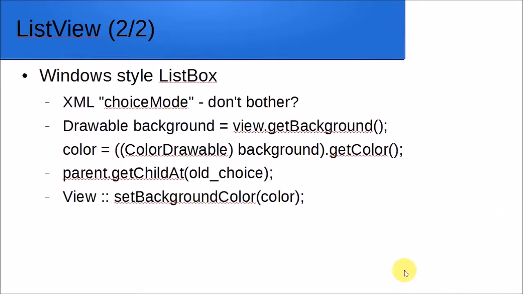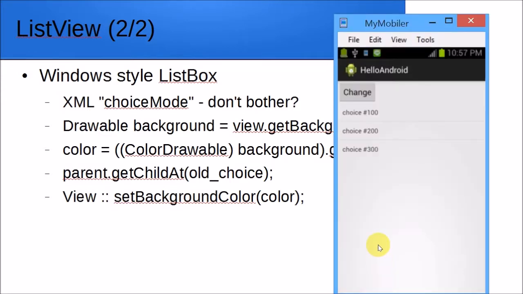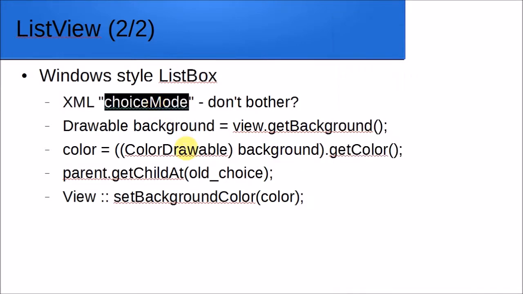This list view is basically the Windows list box. What's going on here is when I click it, it will turn blue, but when I let go, it goes back to the old background again. So that's the Windows behavior. Windows has different selection modes for list box, and there are ones where you can select multiple items in the list box. It turns out that this list view seems to have a choice mode.